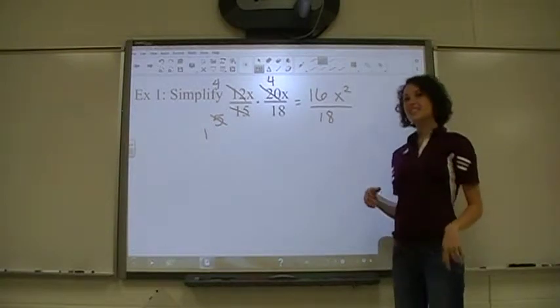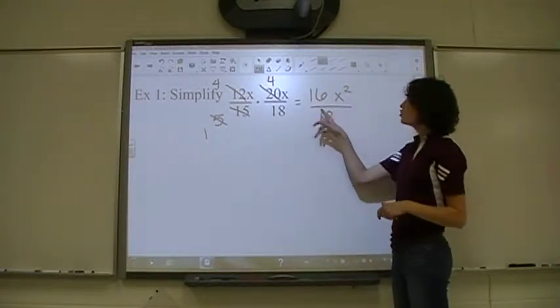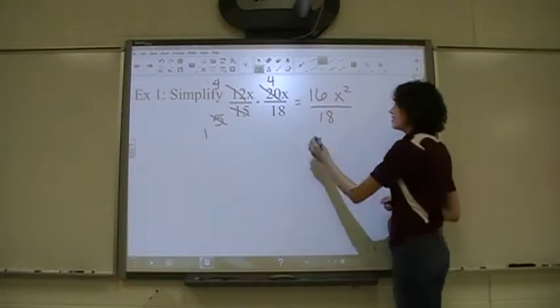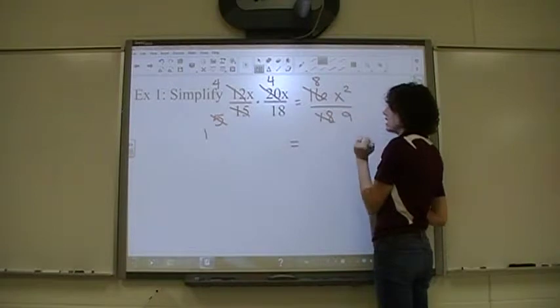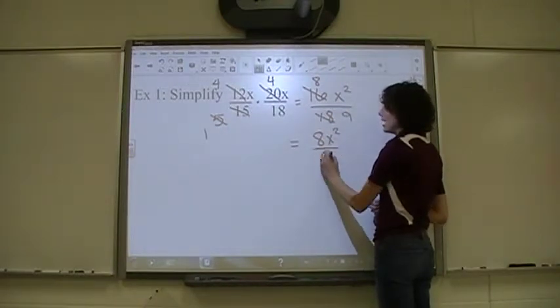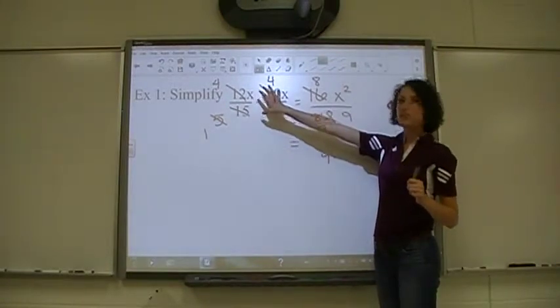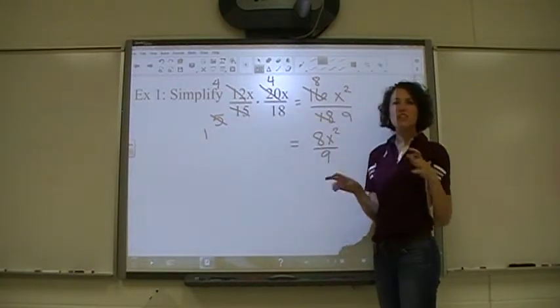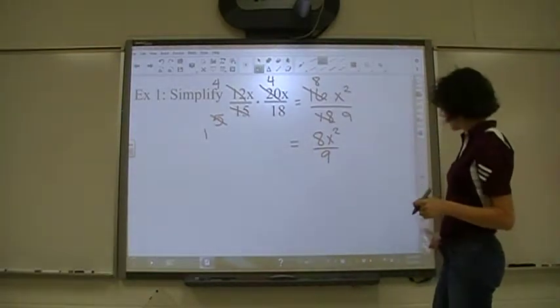But recognize that this is not completely reduced yet. We can take a 2 out of both 16 and 18. If we take a 2 out of those, we're left with 8 and 9. So my final answer is 8x squared all over 9. And if you got 8x squared all over 9 right off the bat from here, that's perfectly fine. But when it starts getting kind of messy, you can start combining everything and then keep on reducing from there.